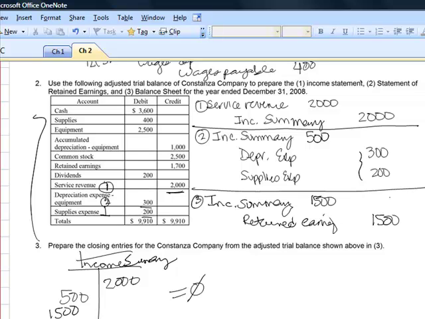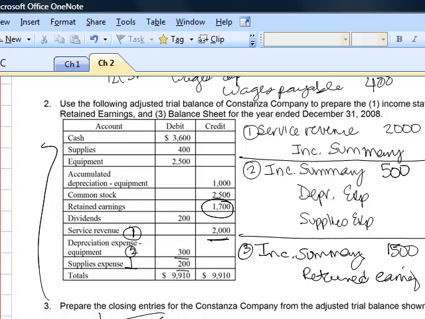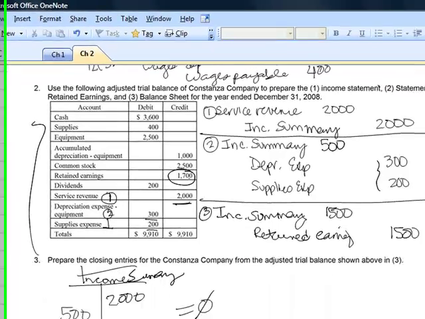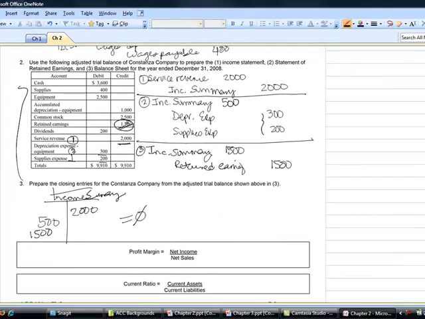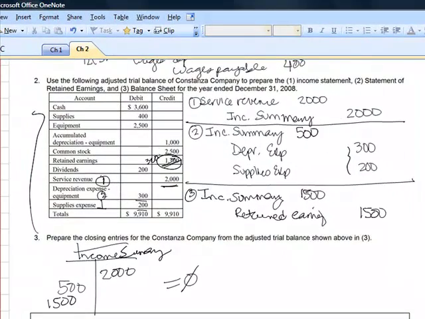Now, most students want to know, what about the $1,700 retained earnings balance? That is the beginning balance. If you were to prepare the statement of retained earnings, it would start with $1,700 plus net income minus dividends equals our ending retained earnings. We've just done that. So now the new retained earnings balance after we post will be 3,200. The new balance would become 3,200.